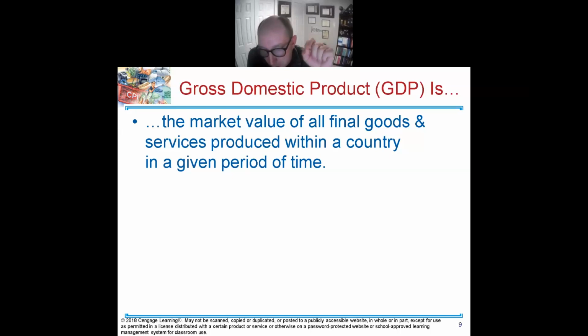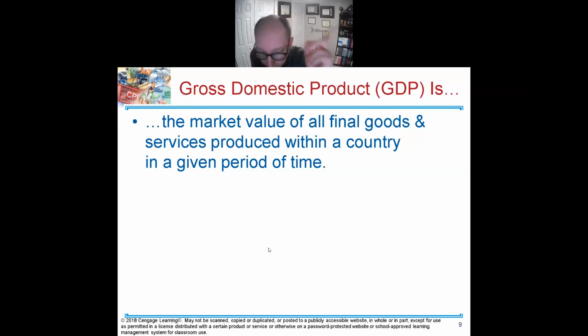Final goods and services means what's available for sale. For those of you who took accounting with me, you know that that is called finished goods. Those are the products that are available for sale. They're finished, right? They were done making them. We're selling them. That's called a finished good. So final goods and services. So what's available for sale in a particular period of time.